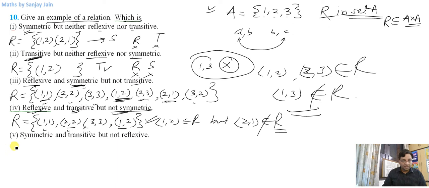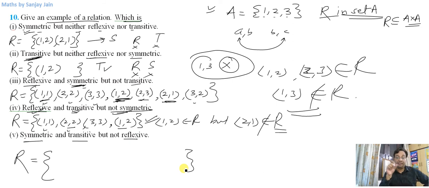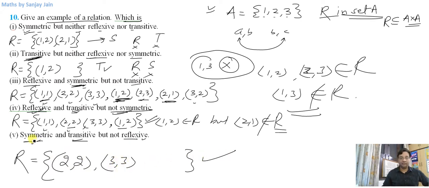Now another part that I've shown, it is symmetric and transitive but not reflexive. So I'll have to miss out on any of the doublets, 1, 2 or 3, right? So I cannot take all the doublets because it should not be reflexive. It should be symmetric as well as transitive. So even if I take any two doublets, this is symmetric because 2 2 and 2 2 is one and the same thing. It is transitive because AB and BC are not present, so I don't have to worry about AC. But it is not reflexive because the third doublet is missing.